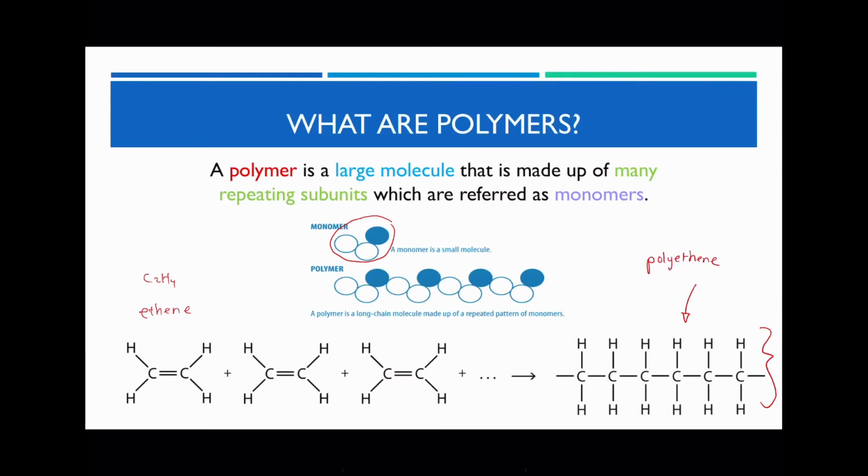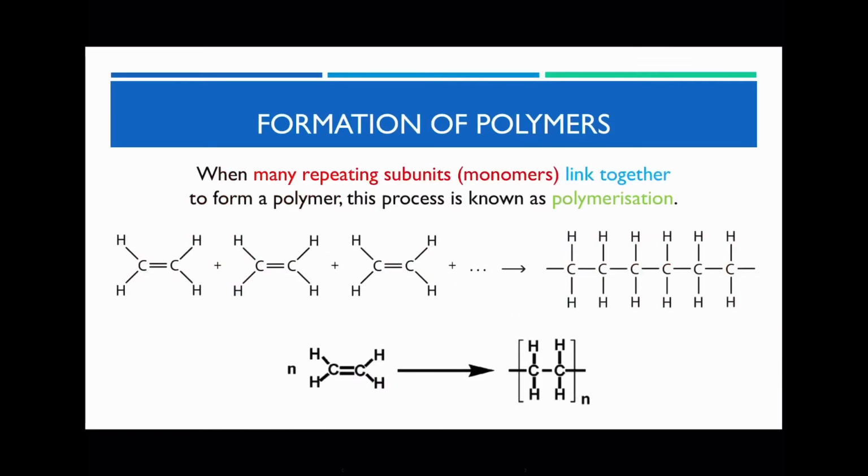And polymers don't necessarily have to be just a continuous single chain. They could actually have complex branches as well. Now, as I said beforehand, polymers are created by adding and linking these subunits, which we refer to as monomers, together, and this process is referred to as polymerization.